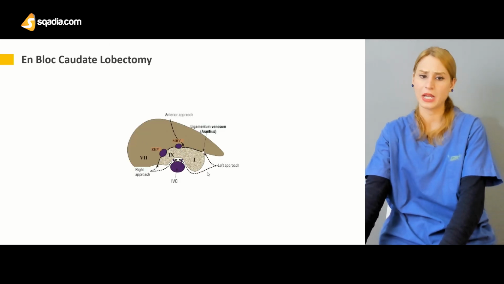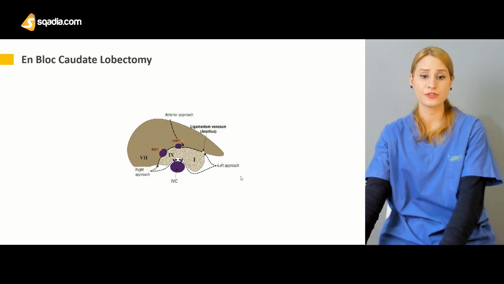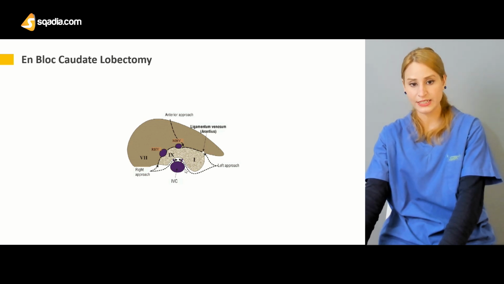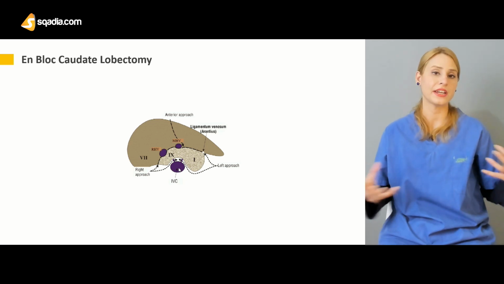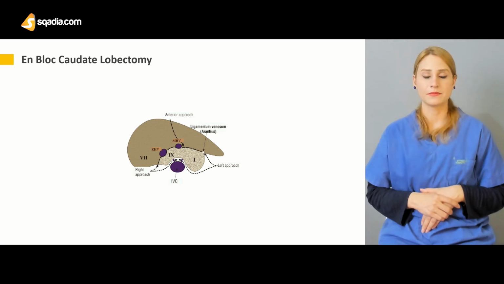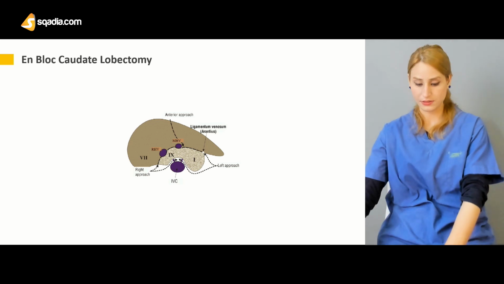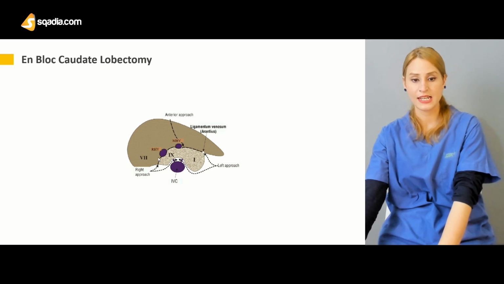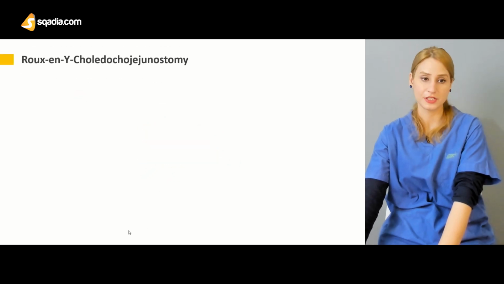You can see there are different approaches. You can either follow the anterior approach, you go for the right approach, you go for the left approach. So this is actually the caudate lobectomy. This is the caudate lobe, and you have to mobilize the ligament, because the different lobes, the right triangular ligaments and the left triangular ligaments, are actually important in connection with the liver, with the abdominal wall. So you're actually combining these here, and then that's how you can do the en-bloc caudate lobectomy for the tumors which are limited to the different lobes.